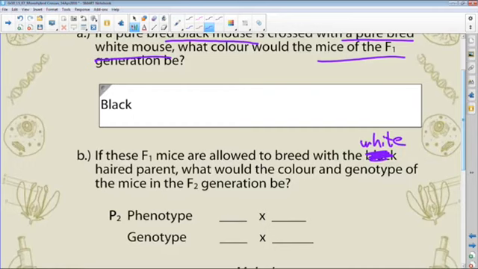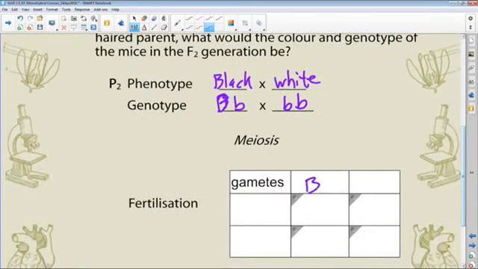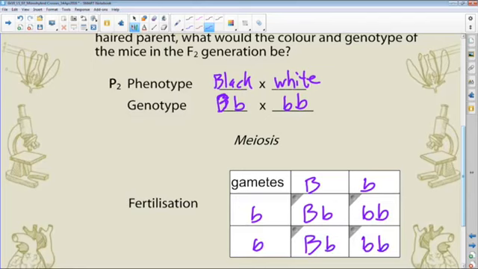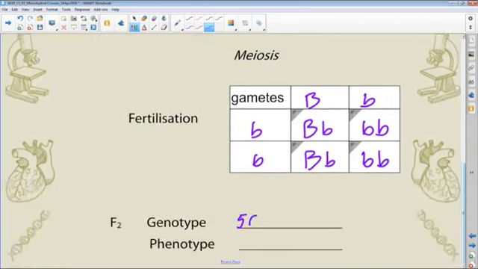Let's see. Phenotype. Remember, all of the mice that came out were black. So phenotype is black. Okay, and the mother is white, or whichever one is white. If we have a look at this, the genotype there would be big B, small B. Remember, we've got the meiosis and everything. We're going to end up with big B, small B, and small B, small B. And here we're going to have big B, small B, small B, small B, big B, small B, small B, small B. And the ratio of the genotype is 50% big B, small B, and 50% small B, small B. Or one big B, small B, to one small B, small B.